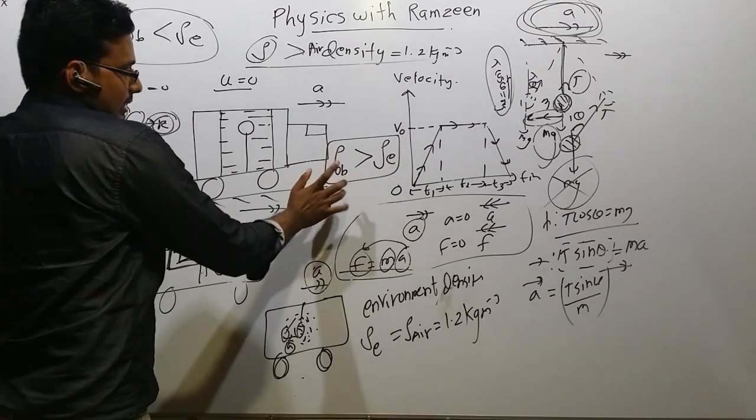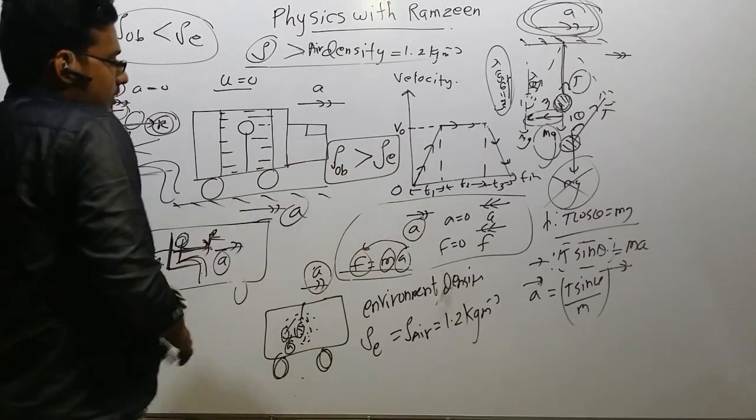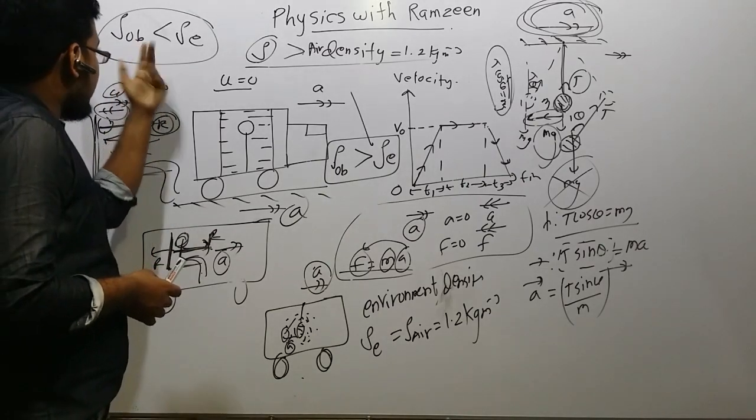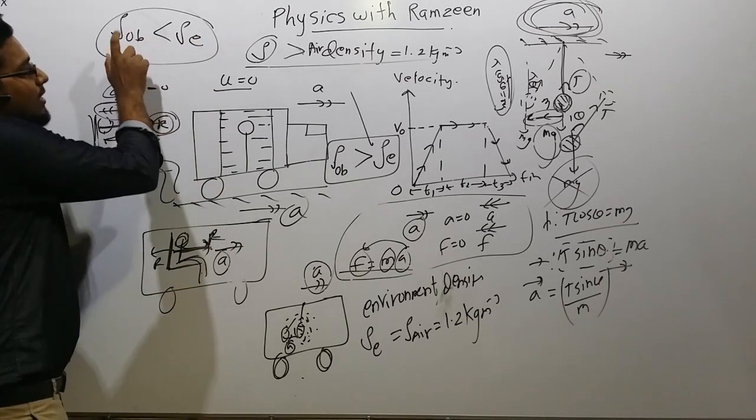These are the examples for what? Environment density is lesser than the particle or object density. Then it was fine, right? Then when we check these things, environment density is higher than the object density.